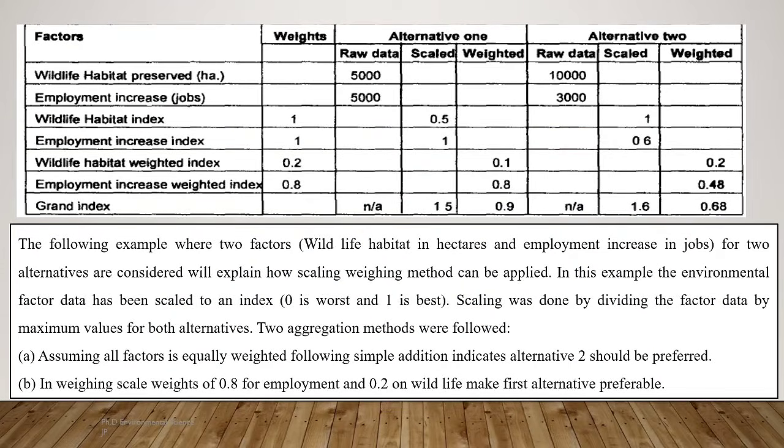Let's understand with the help of an example. Now, the following example, where two factors, wildlife habitat in hectares and employment increase in jobs, for two alternatives are considered, will explain how the scaling weighting method can be applied. In this example, the environmental factor data has been scaled to an index. 0 is worst and 1 is best. Now, scaling was done by dividing the factor data by maximum values for both the alternatives, and two aggregation methods were followed.